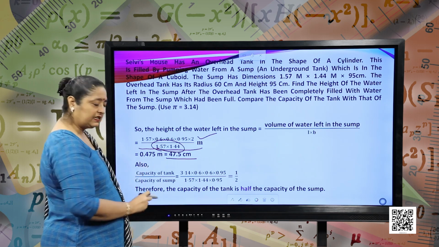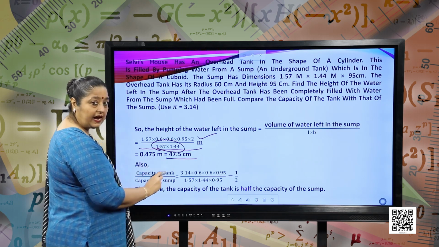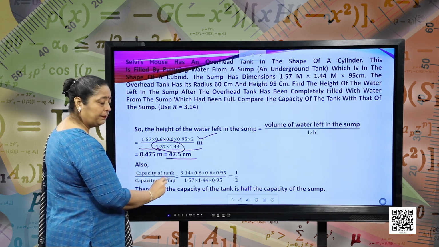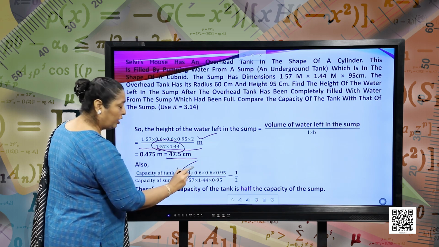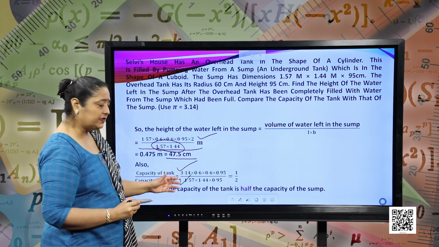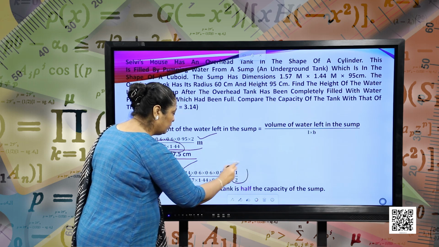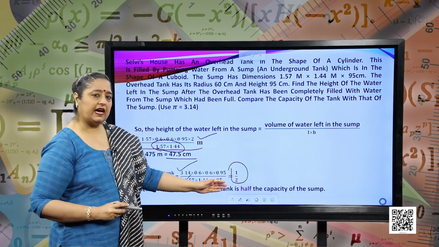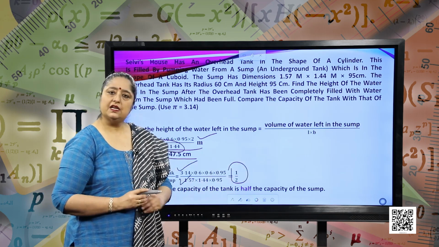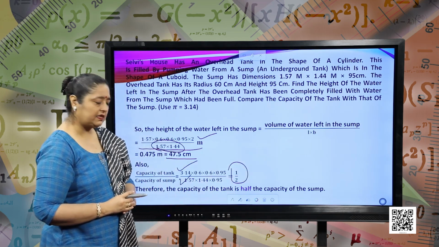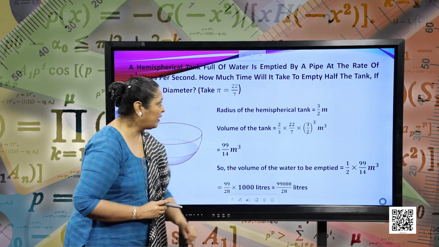Also, we know that the capacity of the tank divided by the capacity of the sump will be the volume of the tank divided by the volume of the sump. This gives out 1 by 2. So, the capacity of the tank is half, that is 1 by 2 of the capacity of the sump. I hope this question is clear. Let us move forward to our next question.